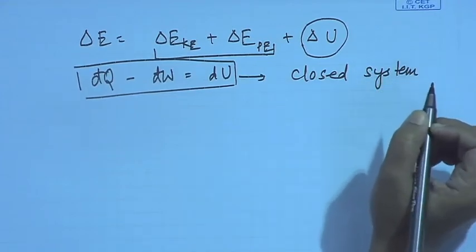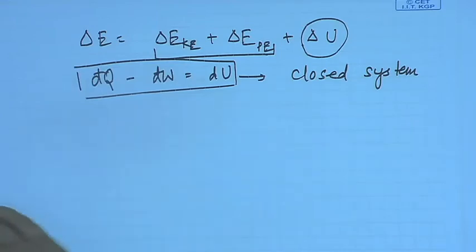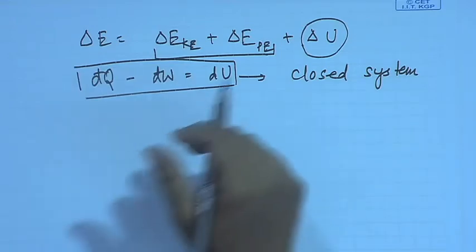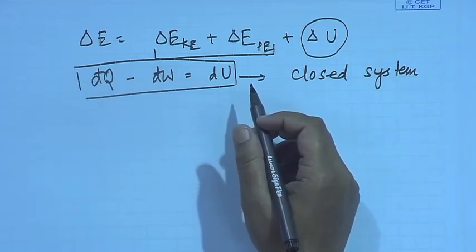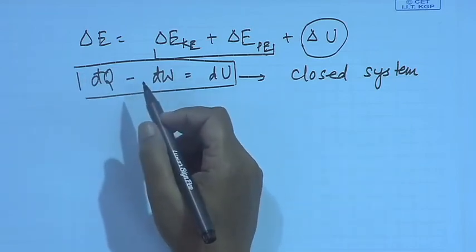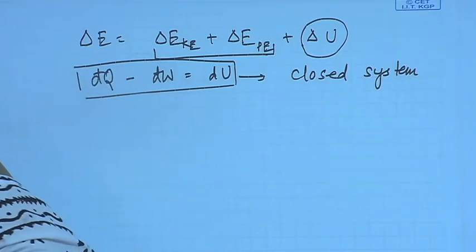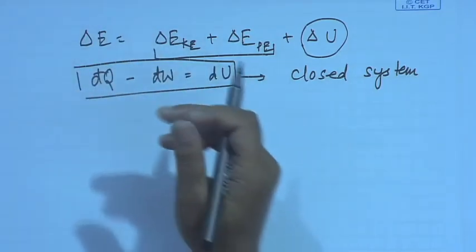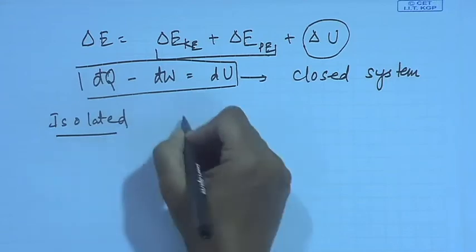So, therefore, for a closed system, we can always say that the net energy change in the system is equal to the net energy transfer across the system boundary. Now, what happens for an isolated system? For an isolated system, we know that it does not allow any sort of work either, or rather any sort of interaction between the system and the surroundings.